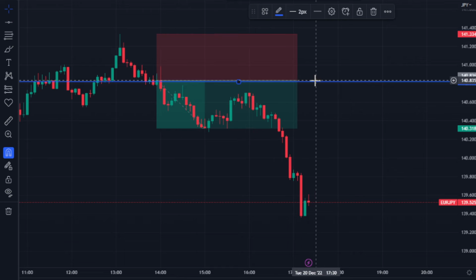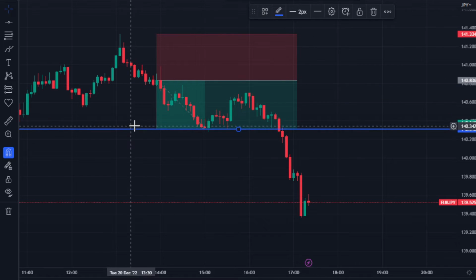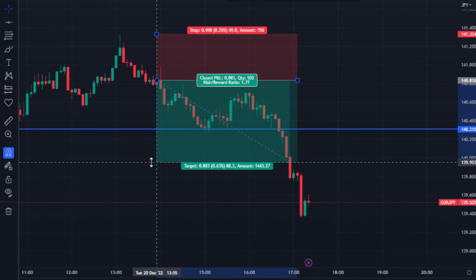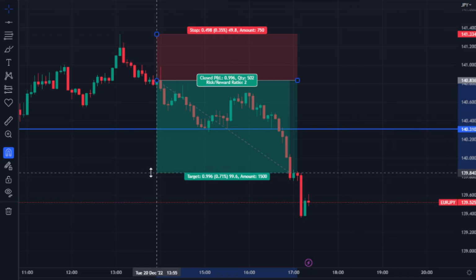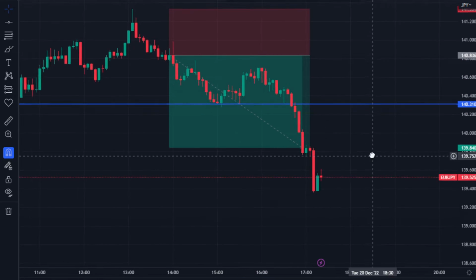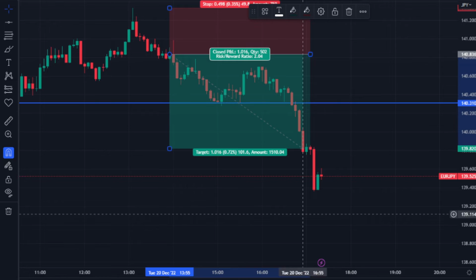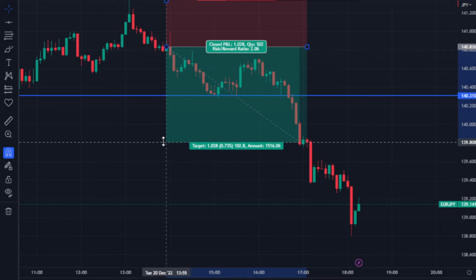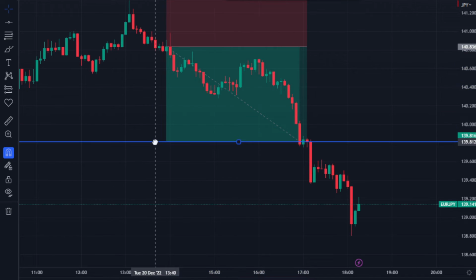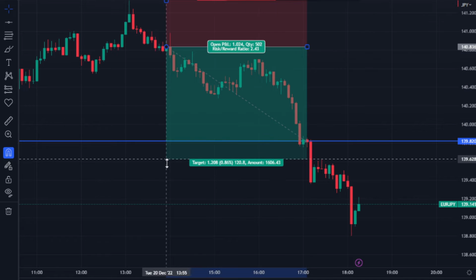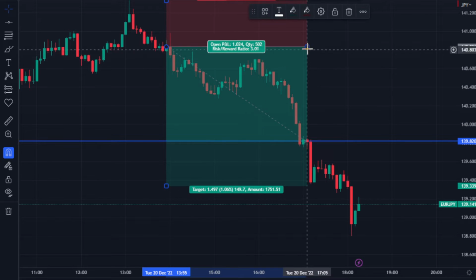Now we see that the price reached the 1-to-2 risk-reward ratio, so we move the stop loss to the 1-to-1 risk-reward ratio to be in profit, even if the price turns against us. Now we see that the price reached the 1-to-3 risk-reward ratio, so we move the stop loss to the 1-to-2 risk-reward ratio of our take profit.